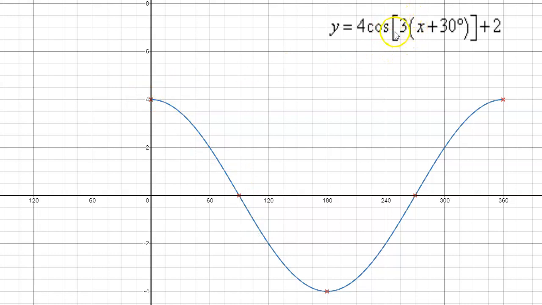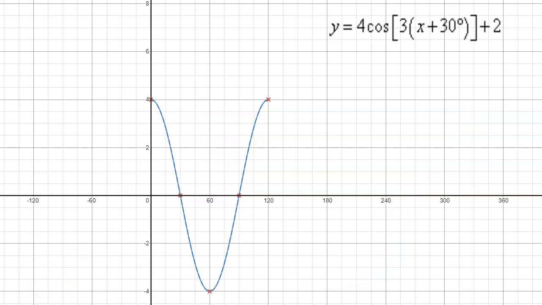But if the b value is 3, that means in our new graph we should be able to fit 3 of these on the interval between 0 and 360. So if that's the case, how many degrees then would you need for each cycle? See if you are correct as I apply the horizontal stretch. Okay, so if you predicted 120 degrees, you're right. 1/3 of 360 is 120, so the period of this graph is 120 degrees.